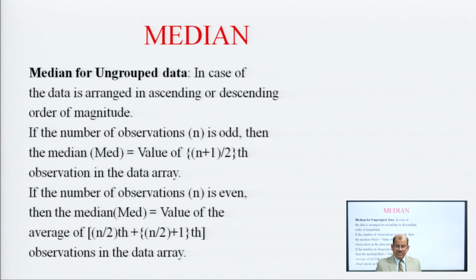If the number of observations n is odd, then the median is equal to the value of the (n plus 1) by 2th observation in the data array. If the number of observations n is even, then the median is equal to the average of the n by 2th and the (n by 2 plus 1)th observations in the data array.